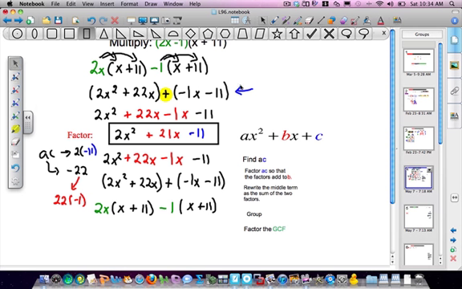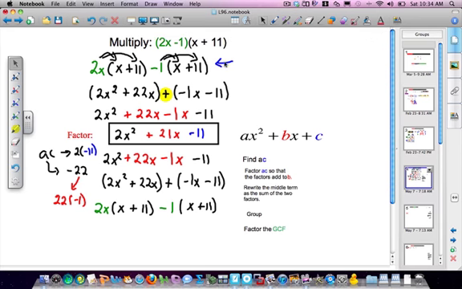Now notice we are at the second line of the multiplication process, so we are almost finished. We just have to organize our work into the two factors. So the first factor contains the two terms 2x and negative 1. And the second factor will be x plus 11.